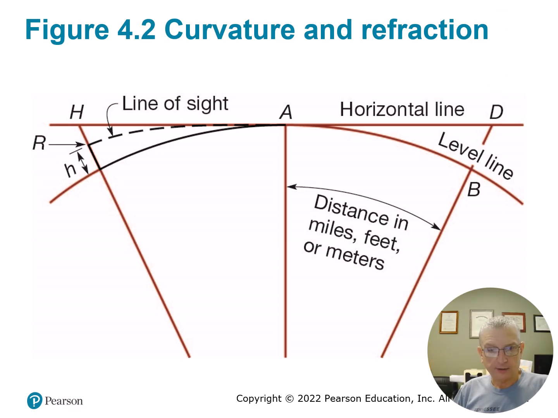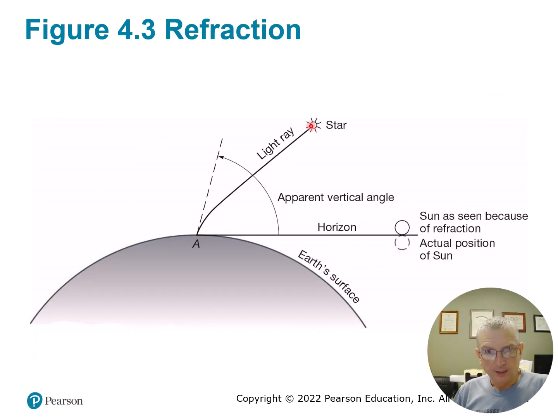So here's another diagram from the book. The star is over here. The light ray travels through space, and then as it gets to the earth, that light ray beam moves or deflects, and so we think we're looking up this dashed line at the star. But in fact, the star is over here. But if we look over here, we miss it. We're seeing something that's over here.